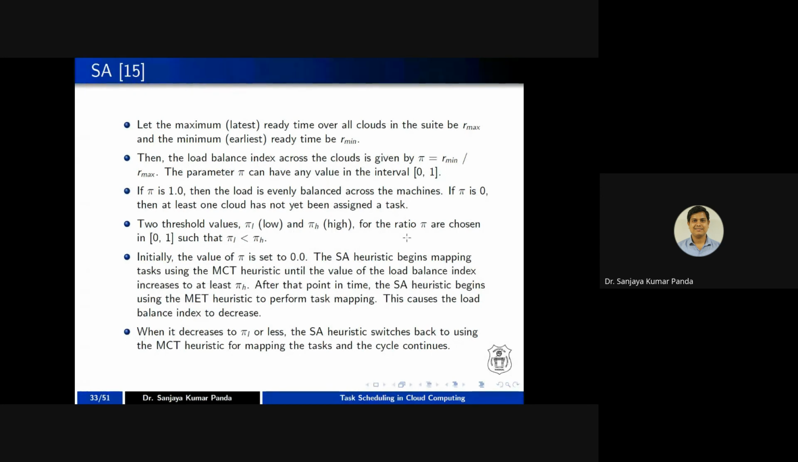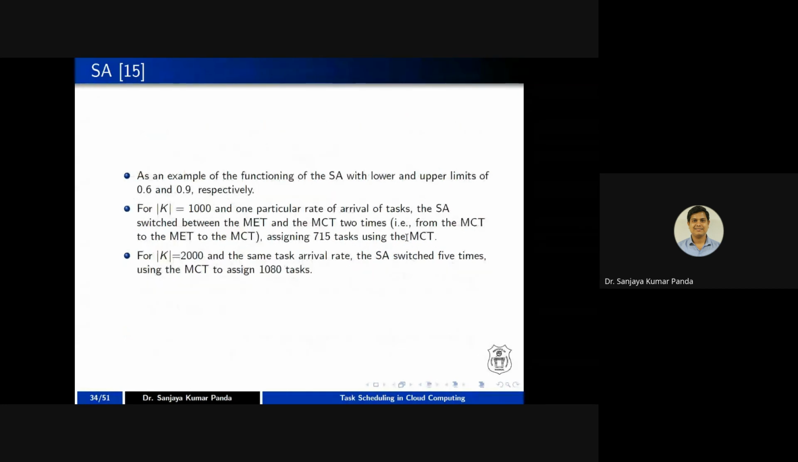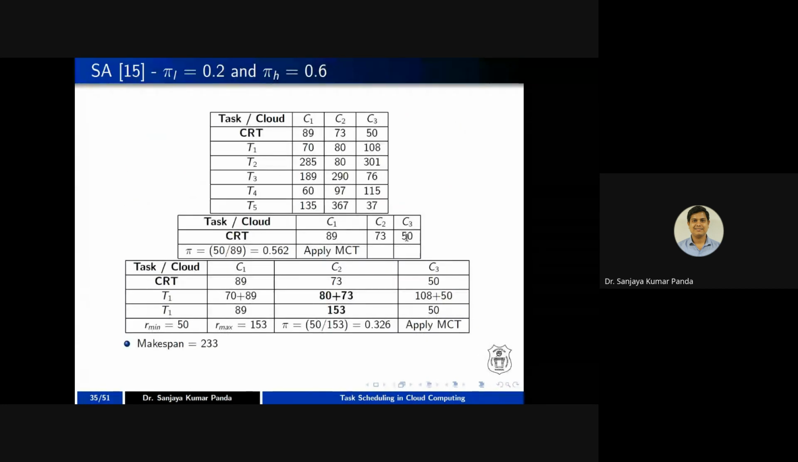It may look a little bit complex, but when I tell an example, it will be more clear. So let us see this example, then I'll come back to this view. I have taken two thresholds: phi L is 0.2, phi H is 0.6. Phi L is less than phi H, that constant we have added, so it is true here. Now, before assigning this set of tasks one by one, let us assume that the ready times are 89, 73, and 50.